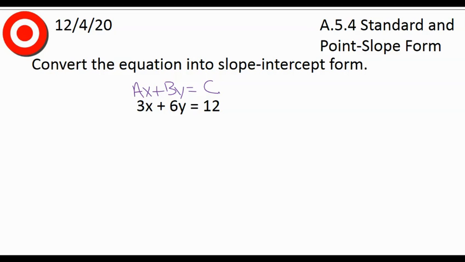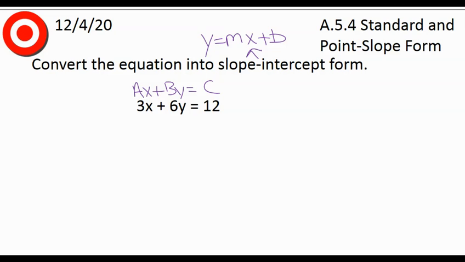We're asked to convert this equation into slope-intercept form. So right now it's in standard form. We wanted to get it into slope-intercept form, y equals mx plus b. So we want to get it into that form. So one way to do this is to manipulate the equation.